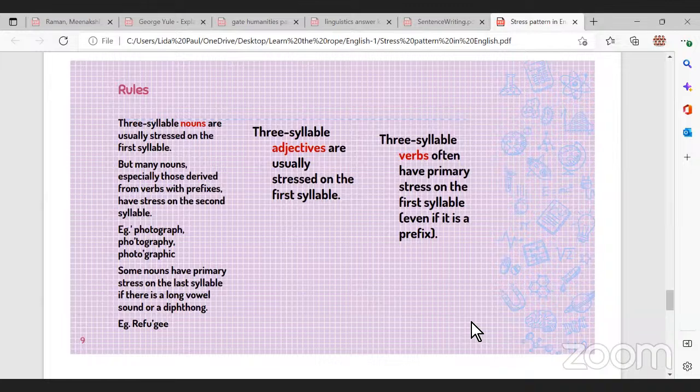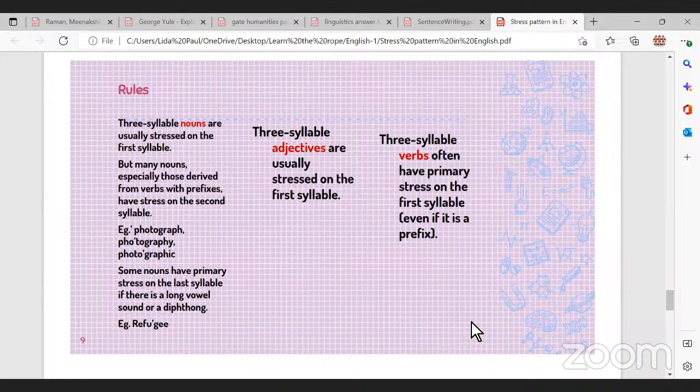So, photography: the penultimate syllable, or the second syllable, takes the stress because of the presence of the suffix y. Now, photographic. Is photographic a noun or adjective or verb? Graphic. Adjective. This is an adjective, right? So adding the suffix IC to it has changed the category into an adjective.